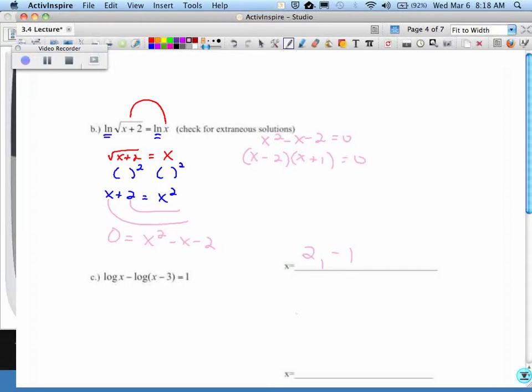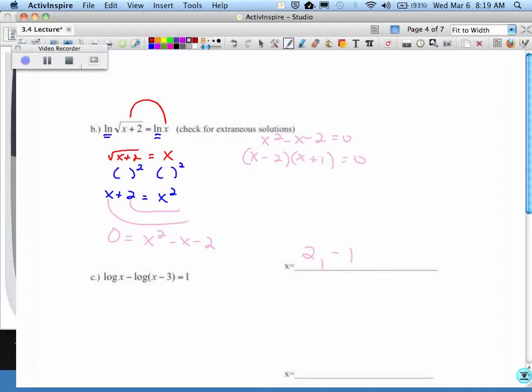I was being a little sarcastic when I was talking about doing the quadratic in 30 seconds, but in this logarithm and exponential unit, we're going to run into the quadratic a lot still. So you have to maintain your skill level there.